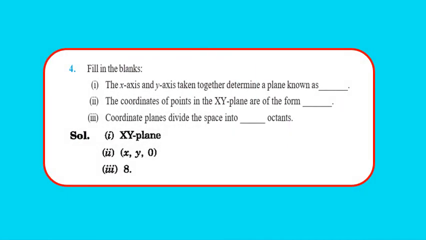Moving to question 4, fill in the blanks. The x-axis and y-axis taken together determine a plane known as the xy plane. Second, the coordinates of a point in the xy plane are of the form (x, y, 0), since in the xy plane there is no z, so the z coordinate will be 0. And the coordinate planes divide space into octants. So we have 8 octants. Clear? So pause and note down the solution.